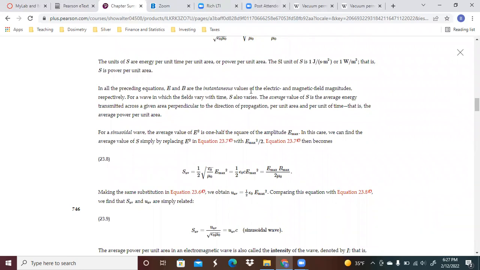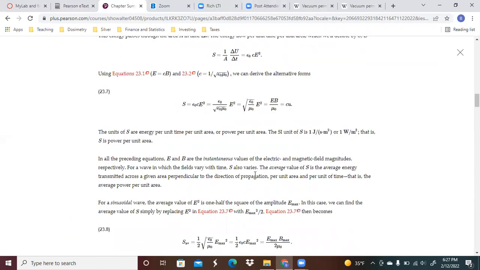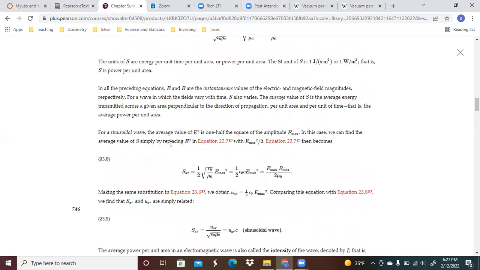E and B are generally instantaneous values of the electromagnetic field amplitudes. So for a wave in which fields vary with time, S is also going to vary. That makes sense. The average value of S is the average energy transmitted across a given area perpendicular to the direction of propagation per unit area per unit time. In other words, the average power per unit area.